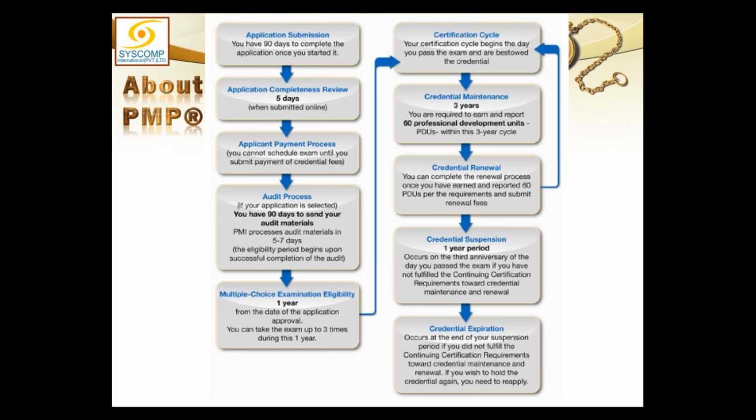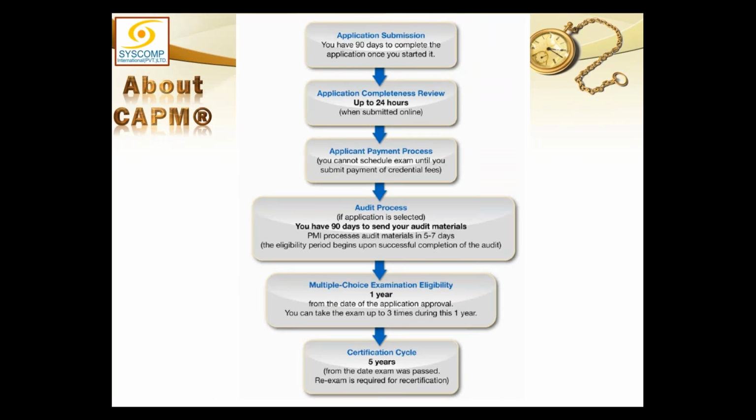So this is how you apply for it. For CAPM, well, the criteria for CAPM is slightly different because this is for junior professionals. This is for associate level people. So generally the application procedure is the same, but with little amendment. You see, the application completeness review would come back to you in 24 hours. Application payment process, after that, you may be audited like in PMP.